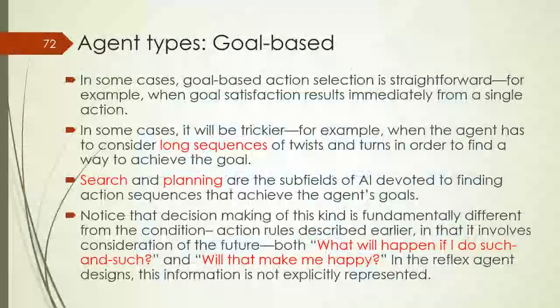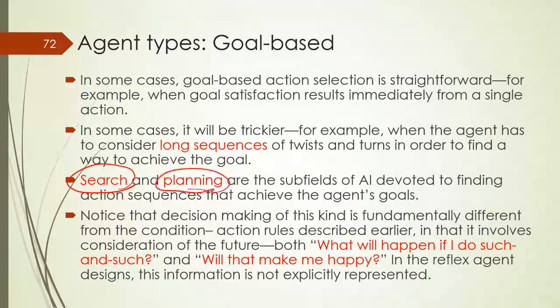In some cases, goal-based action selection is straightforward. For example, when goal satisfaction results immediately. If your goal is short-term and happens soon, it will be much easier. But if it's a long sequence, so you need a sequence of actions, step by step, to reach that goal, that would be more difficult. It needs more effort. Things like search, I'll talk about that in the next chapter. The next discussion will be search.